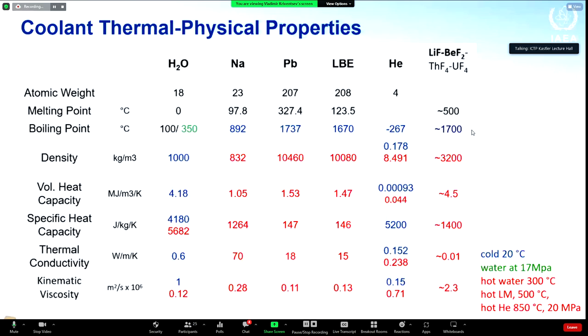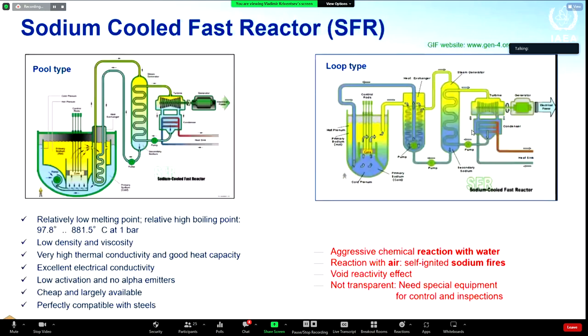Also, kinematic viscosity is an important factor because it shows how much delta P, pressure, you need to pump this coolant through your system. This is quickly explained, traditional.